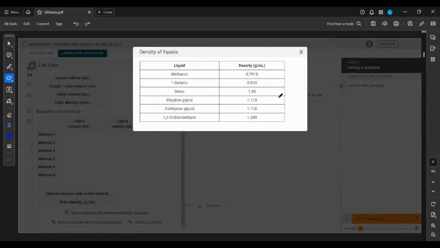All right, then example densities. This is the same little table that was in the introduction page. Like I've mentioned before, you can always skip back and look there. So you've got methanol, butanol, water, ethylene glycol, diethylene glycol, and dichloroethane, or dichloroethene, depending on where you're from. Some of these are less dense than water, and some of these are more dense than water. And again, you may see combinations of these depending on what your randomized version ends up looking like.